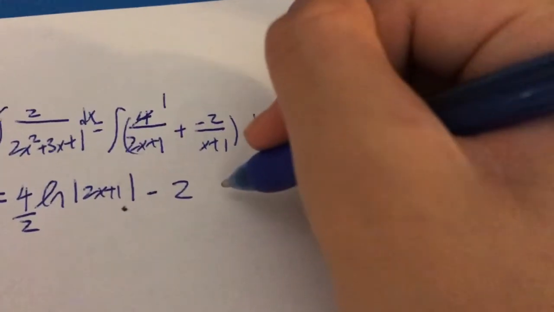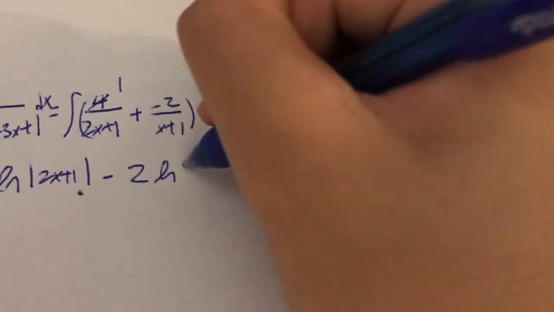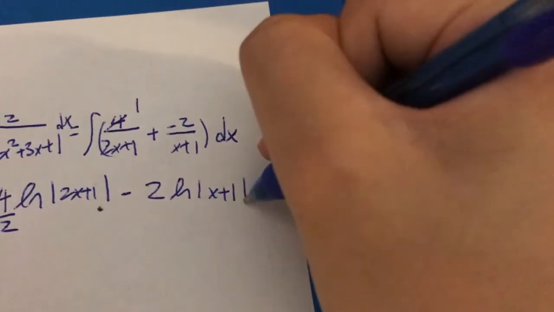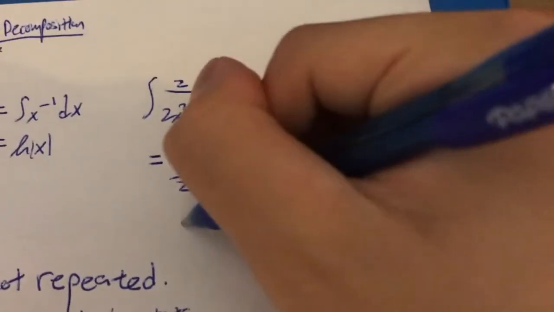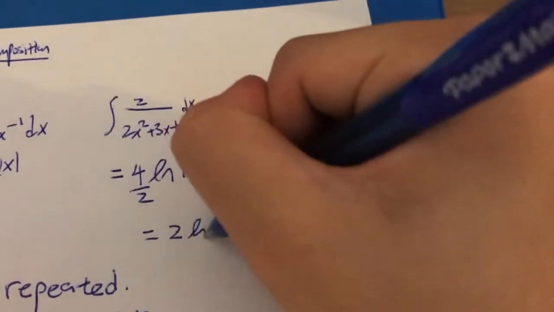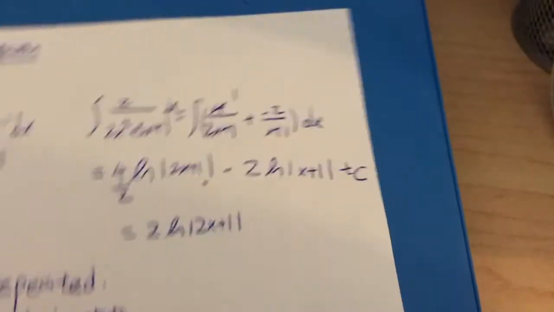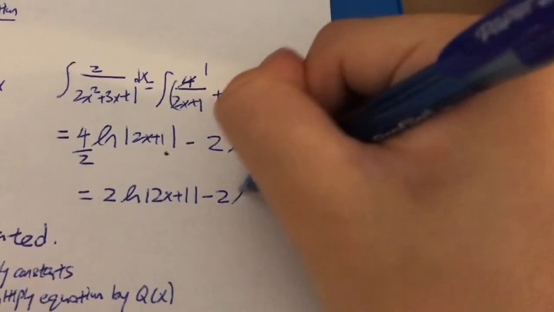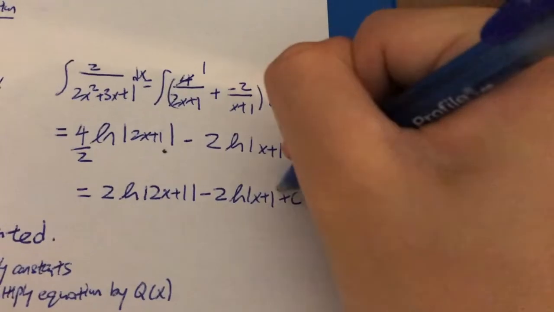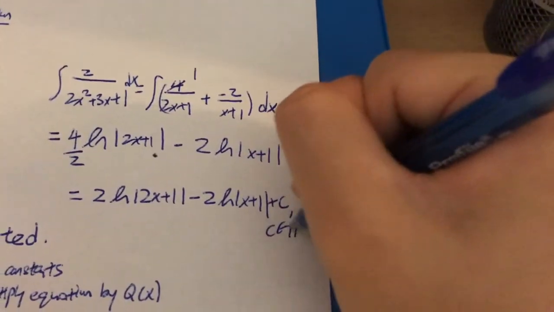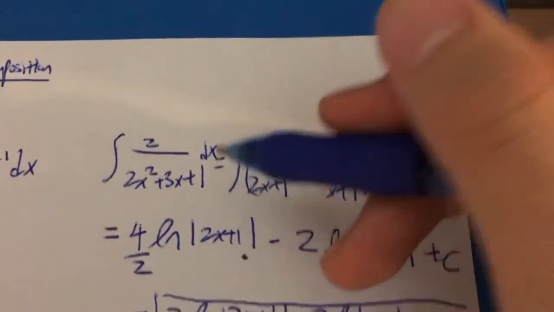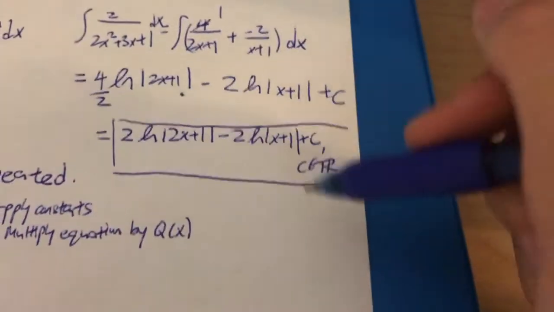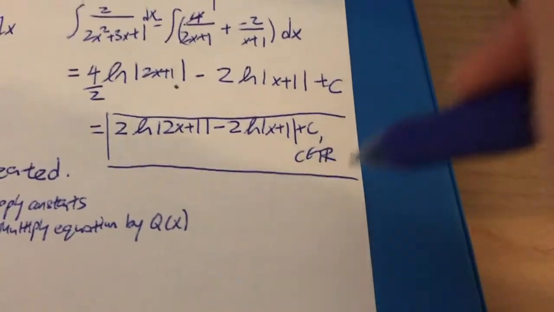And last but not least, we have minus 2. Take the negative 2, the coefficient, out, and we have ln absolute value of x plus 1 plus c. All right? And so then, to clean things up, 4 over 2 is 2, ln 2x plus 1, and then we get minus 2 ln x plus 1 plus c, where c is just any real number because c is just a random constant. So the integral of this thing is just this thing. It looks scary, but that's actually what it is.